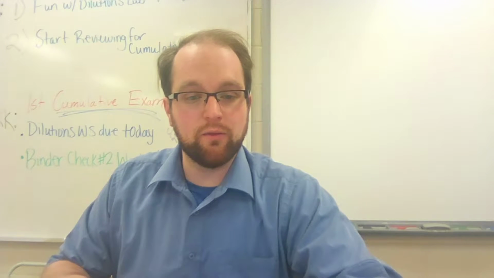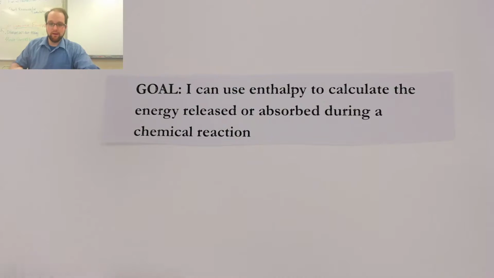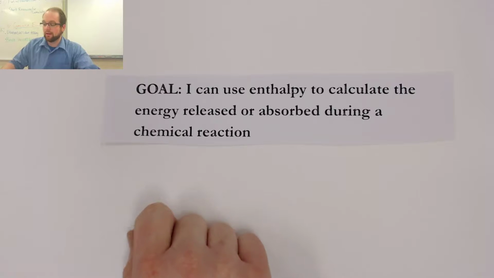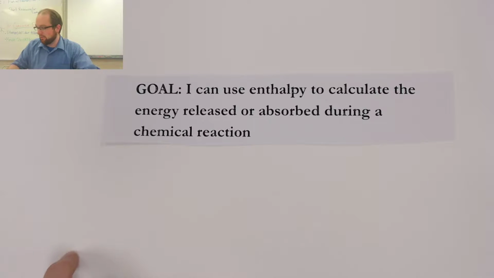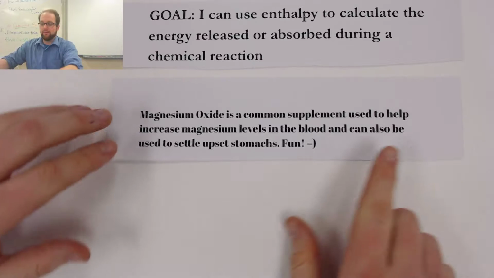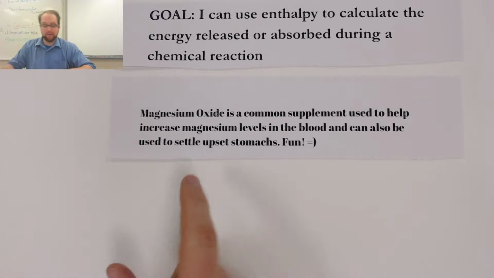Today in this video we're going to be talking about enthalpy, and our goal is that we can use enthalpy to calculate the energy released or absorbed during a chemical reaction. So in order to first discuss this, why don't we take a look at a chemical reaction. Specifically, we're going to take a look at the synthesizing of magnesium oxide, which is actually kind of cool.